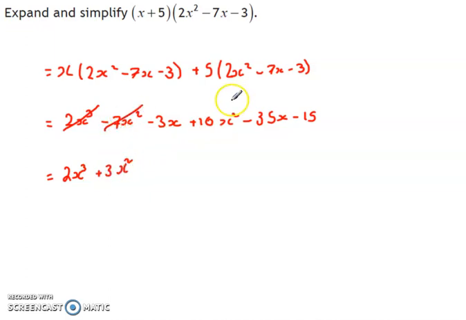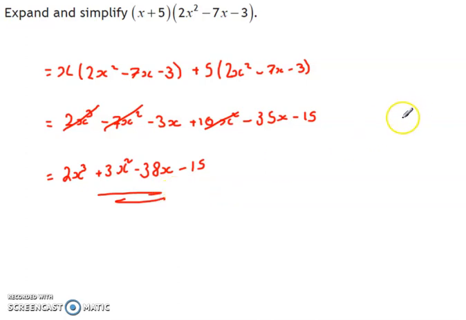And again, cross them out as I go. I've then got minus 3x minus 35x. So I've got minus 38x. And then all I'm left with at the end is the minus 15. And I've got that. So there you go. There's your final answer. 2x cubed plus 3x squared minus 38x minus 15.